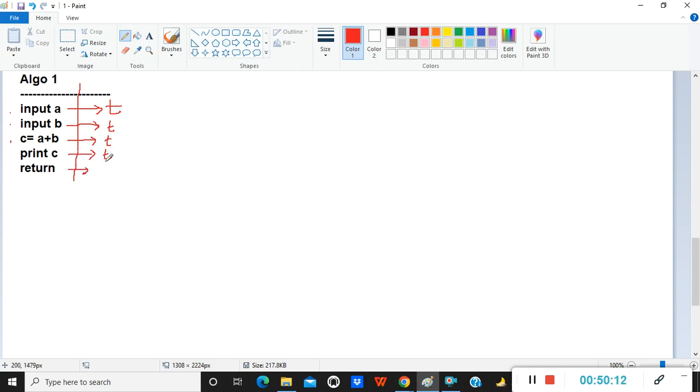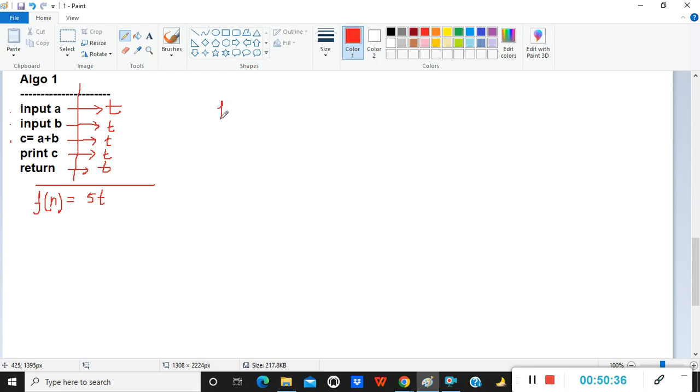This will also be executed in T amount of time, and the return statement, obviously, again takes T amount of time. So what is the total amount of time? 1, 2, 3, 4, 5. It will be executed in five times T. So we can define that our f(n) is equal to 5T.